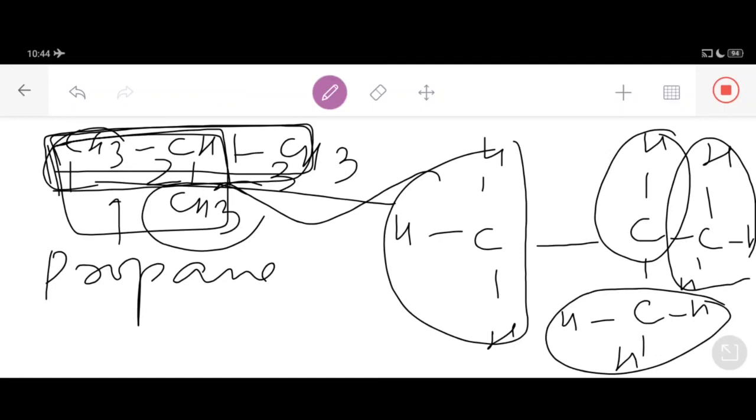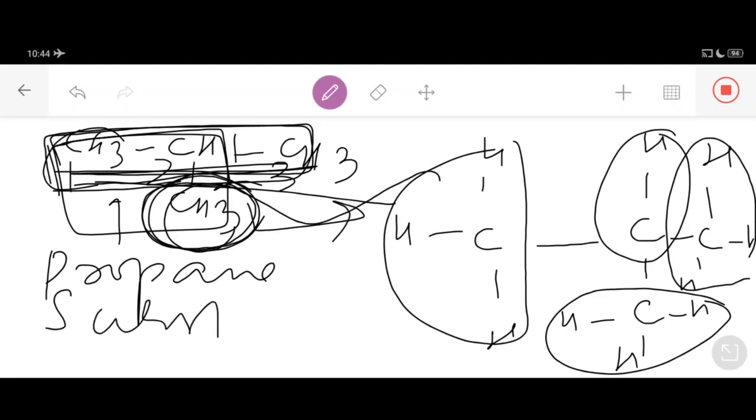Second, in this structure, one methyl group is present in the side chain of propane. No doubt this is propane. 3 carbon atoms are in the straight chain, but one methyl, CH3, is a substituent, my dear students. I told you when we discussed the rules, the alkyl groups present as side chains are considered as substituents. That means this CH3 is a substituent and named separately as methyl, my dear students.